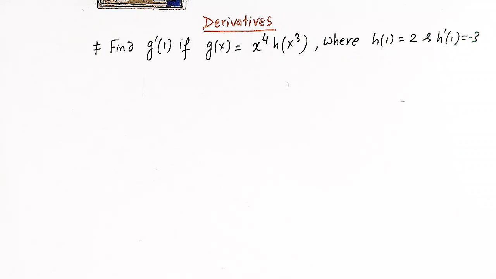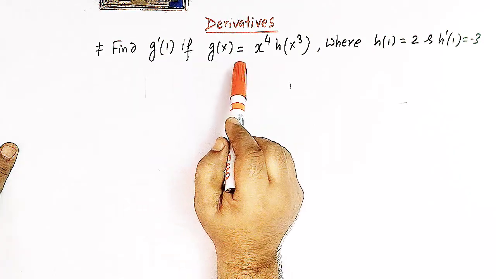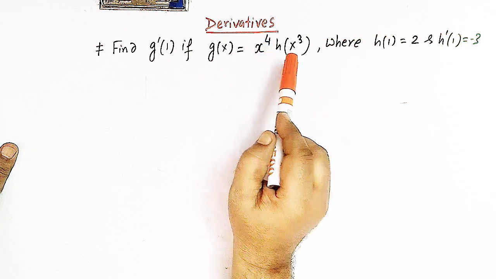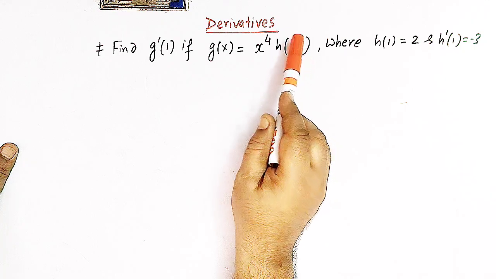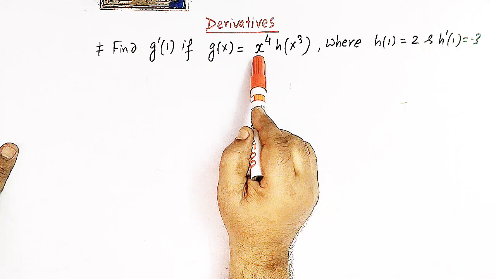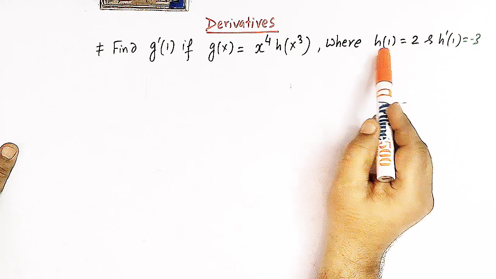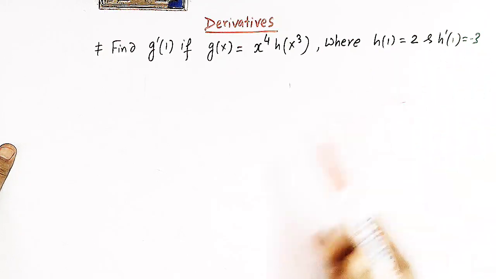Hello viewers, in today's session we are going to discuss a very important problem from derivatives. Here we have to find the value of g prime of 1 if the function g of x is given as the product of two functions, that is x raised to 4 times h of x cube. So here h of x cube is some other function and g of x is the product of these two functions. We are given that h of 1 is equal to 2 and h prime of 1 is equal to minus 3.